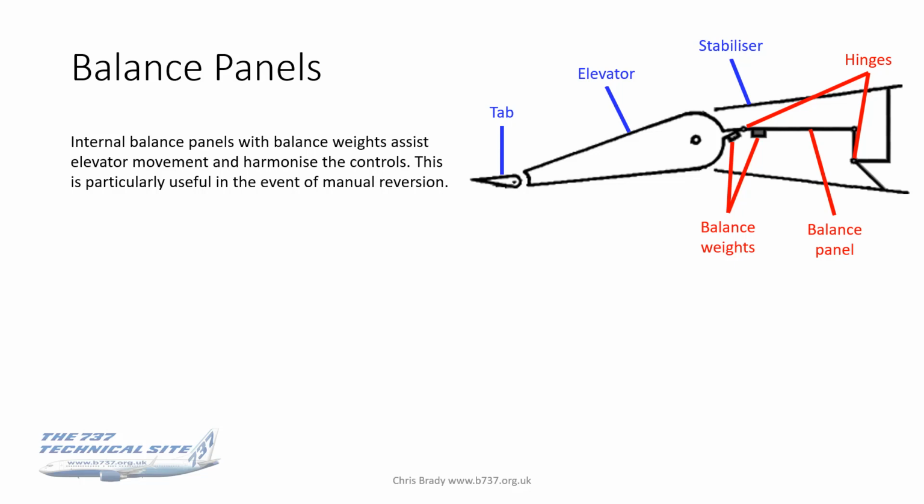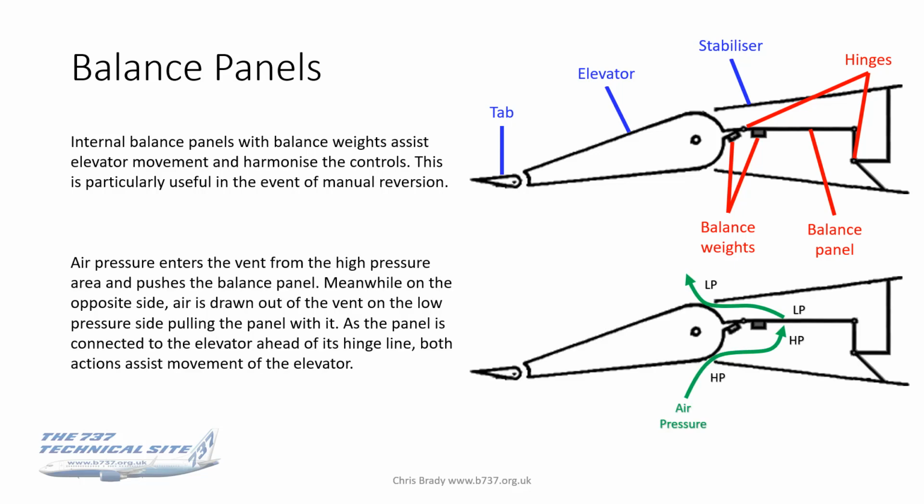So we've got balance panels on the elevator, actually located within the stab. These have got balanced weights as well, and these assist with elevator movement and help harmonize the controls, which is always nice. And these are particularly useful in the event of manual reversion. They take a lot of weight out of the flying in manual reversion. I've done an awful lot of actual manual reversion flying in the aircraft, and I can say that it is well harmonized and, well, I won't say light on the controls, but it's very, very manageable.